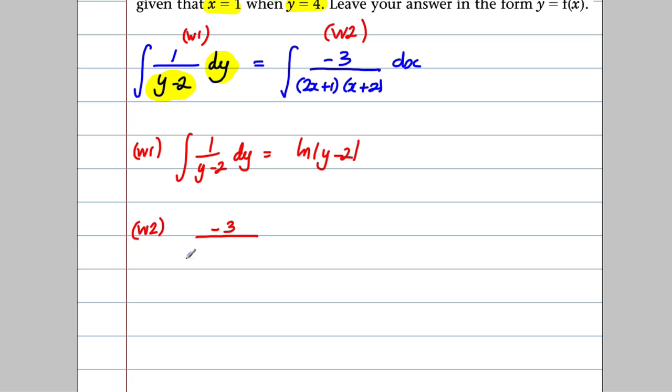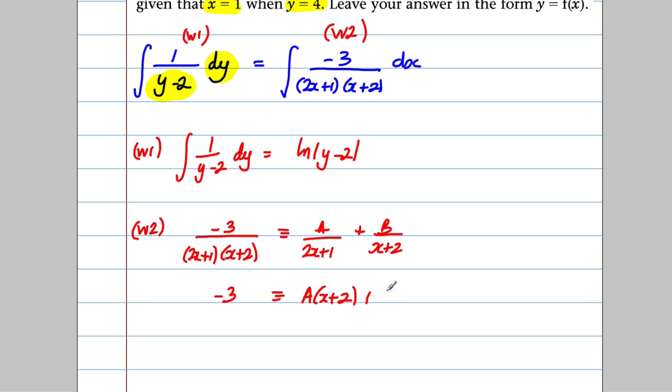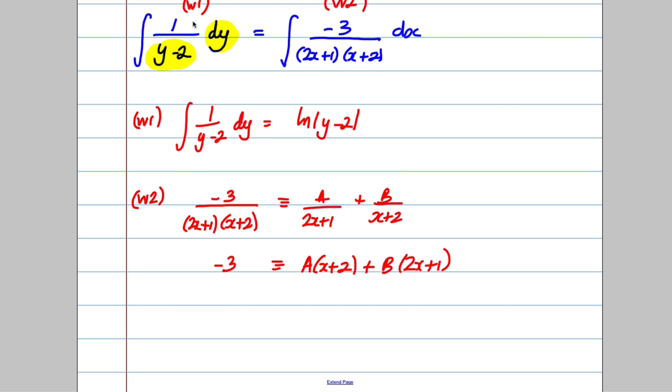negative 3 over (2x + 1)(x + 2) in partial fractions, so in the form a over 2x + 1 plus b over x + 2. My next line, making this have a common denominator of (2x + 1)(x + 2), I'm going to write negative 3 is equal to a(x + 2) + b(2x + 1). And then I'm going to do some substitutions. I'm going to let x be negative 2, and I'd get negative 3 is going to be equal to negative 3b, so b is equal to 1, that tells me.